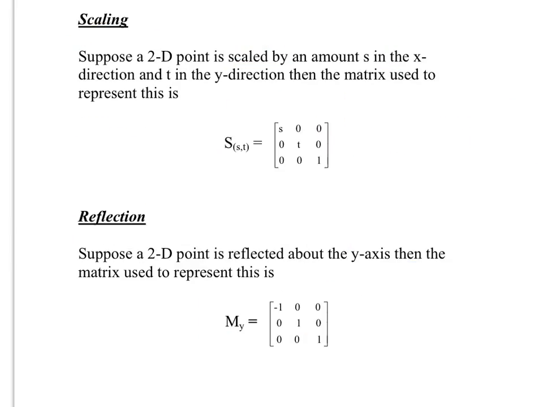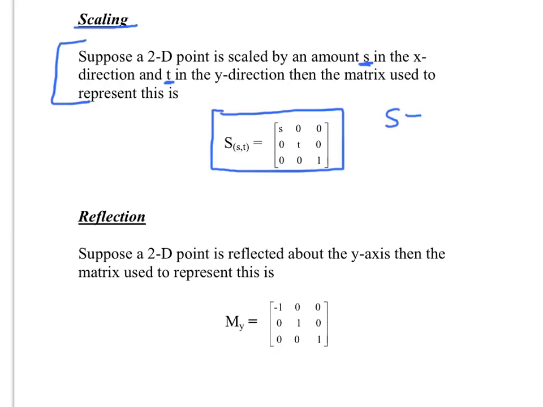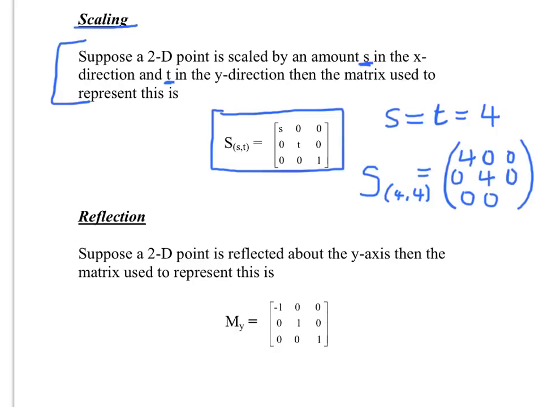The next matrix is the scaling matrix, and again, if I just put a box around this, you'll be given this in the exam and you'll be told this is scaling, and you need to know this here. It says that suppose a 2D point is scaled by amount S in the x direction and T in the y direction, then the matrix used to represent this is this matrix here. So for instance, if you wanted to make a particular object 4 times larger, then S would be equal to 4 and T would be equal to 4. So you just put in the values there and you'd form the scaling matrix, which would be 4, 0, 0, 0, 4, 0, 0, 0, 1.